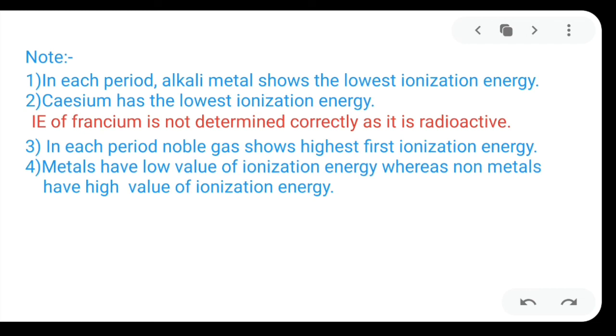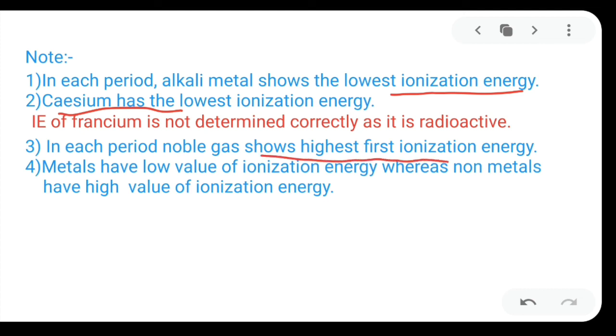What are the points? In each period, the alkali metal shows the lowest ionization energy, and cesium has the lowest ionization energy in the periodic table. But we are not considering francium, because though francium is present as the last element in group 1, it is a radioactive element, so we cannot determine the correct value for the ionization energy. Then in a period, noble gases show the highest first ionization energy.